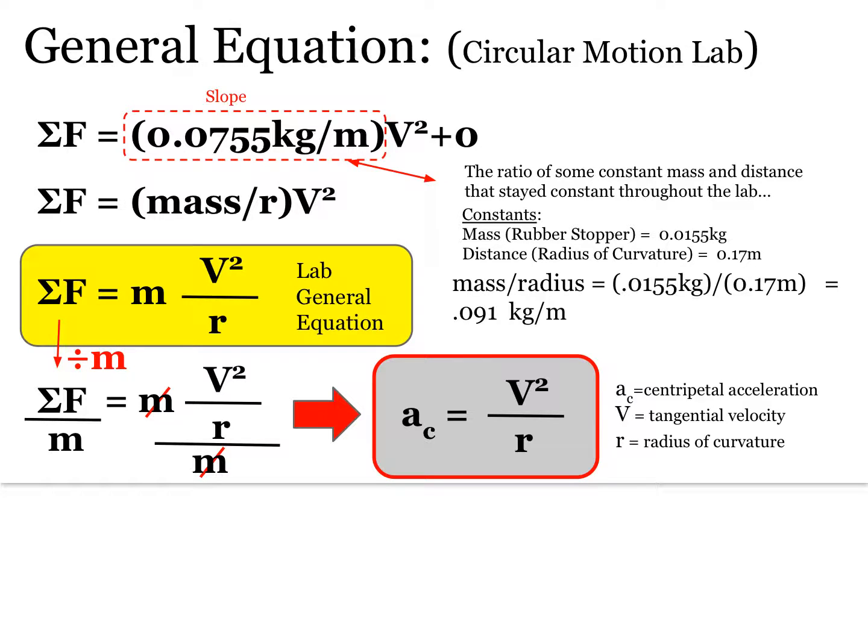And just for the last part of this, to kind of rearrange it, this is what I want you to write for your general lab equation. So if you remember, the sum of the forces from Newton's second law is equal to mass times acceleration. So if you divide both sides by mass, you end up getting that centripetal acceleration is equal to the velocity squared over the radius of curvature, which just means what your radius is of your circle. Okay, and centripetal acceleration then is the acceleration of an object going around in that circle.